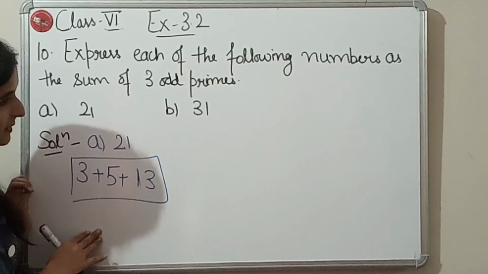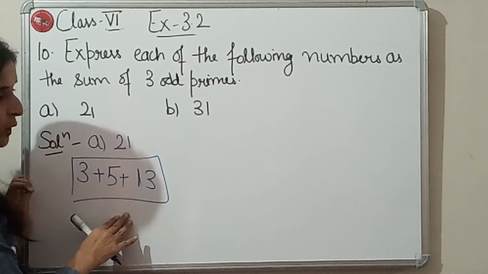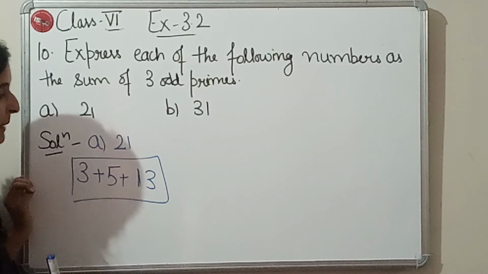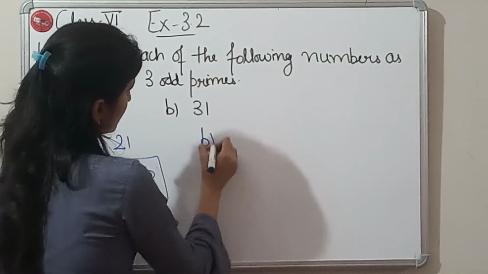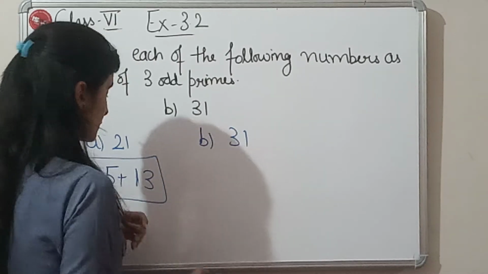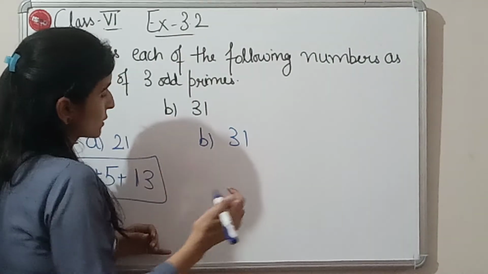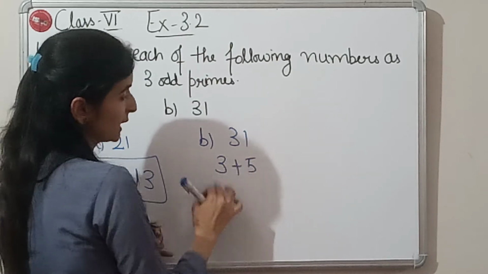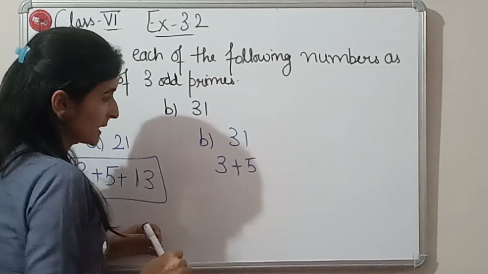Clear? So that is how we can write it as the sum of 3 odd primes. Now let's move to B part. B part is 31. So we cannot take 2, so we will start from 3. 3 plus 5. 3 plus 5 is 8.